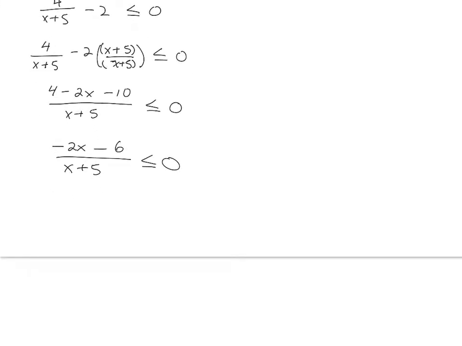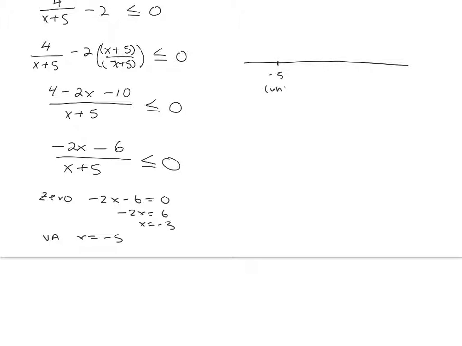Okay. So when is this thing 0? Negative 2x minus 6 equals 0. When does that happen? Negative 2x equals 6, x equals negative 3. Okay. And where is the vertical asymptote? Negative 5. Yep, negative 5. Okay. So negative 5. You could put VA or you could put undefined.